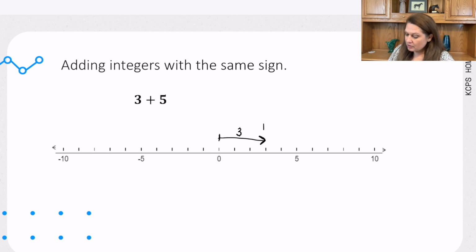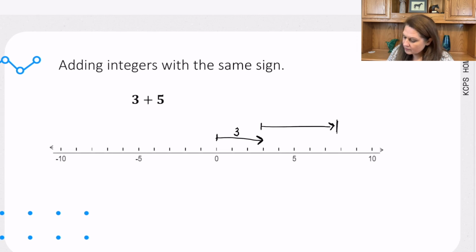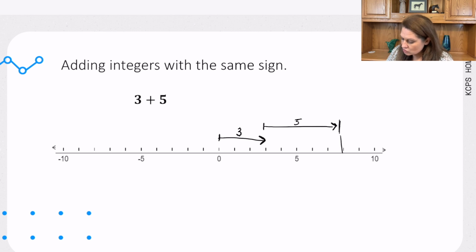Now, the second number is 5. I'm going to put a little tick mark right where I ended with 3, and I'm going to go 5 more spaces. Sometimes you might want to count to know exactly where you're going to end up, but I know I'm going to end up right here. If I go straight down, my number is 8. So if I go 3 units to the right, and then 5 more units to the right, I'm at 8 on my number line. So I know a positive 3 plus a positive 5, or 3 plus 5, is 8.